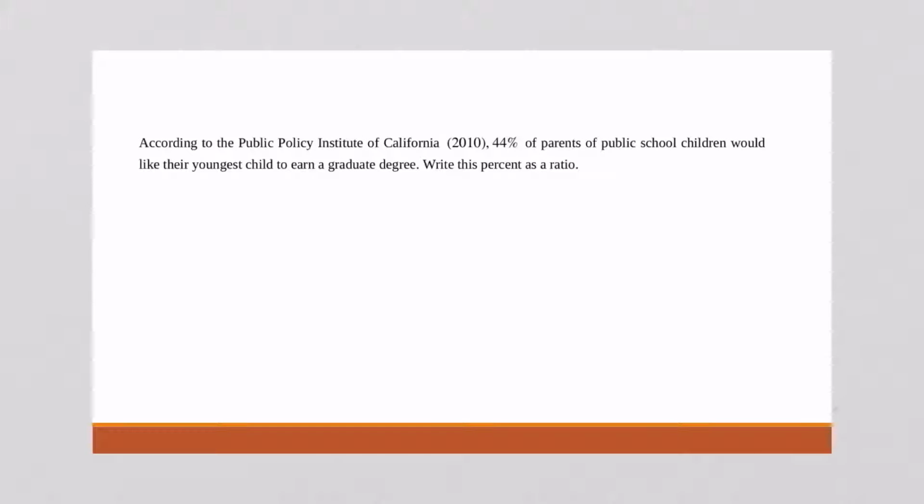According to the Public Policy Institute of California, 44% of parents of public school children would like their youngest child to earn a graduate degree. Write this ratio as a percent. So 44% means 44 out of 100.